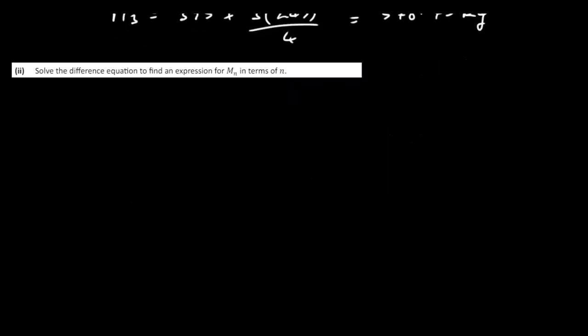Okay, so let's have a look at part 2. Solve the difference equation to find an expression for Mn in terms of n. Okay, so our difference equation is M(n+2). I'm going to bring everything over to the left hand side, so it's M(n+1) minus 3Mn over 4 equal to 0.